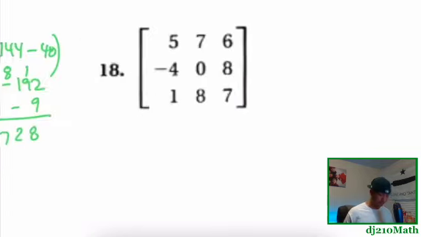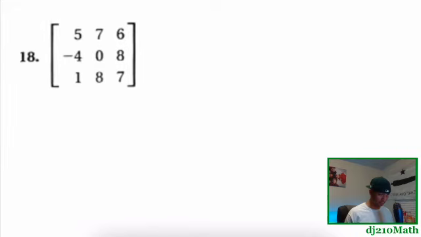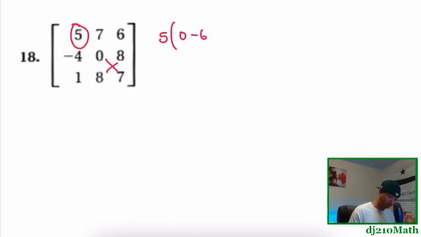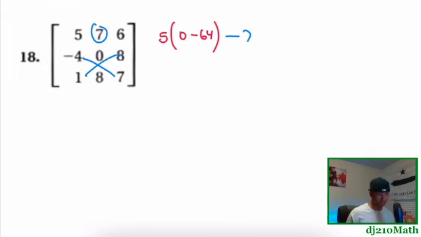Okay. Number 18. Just keep it moving, right? Keep it moving. Don't stop. 5 times diagonals. 0 minus 64. Always minus. 7 diagonals of the outer.